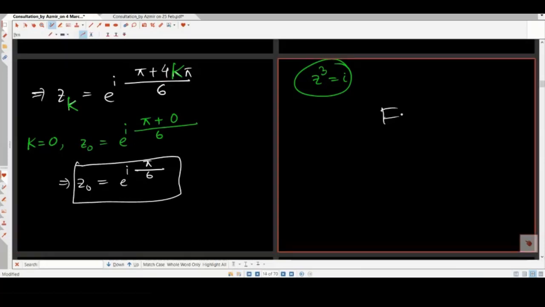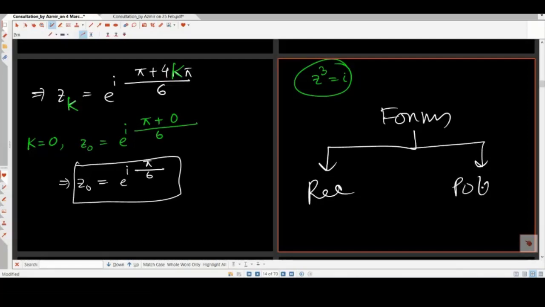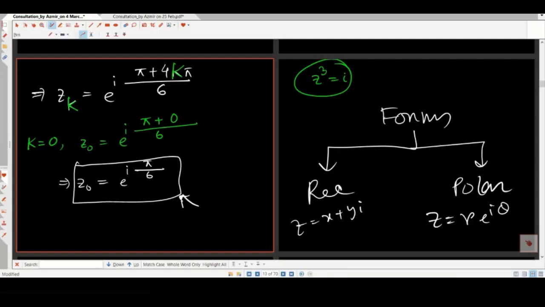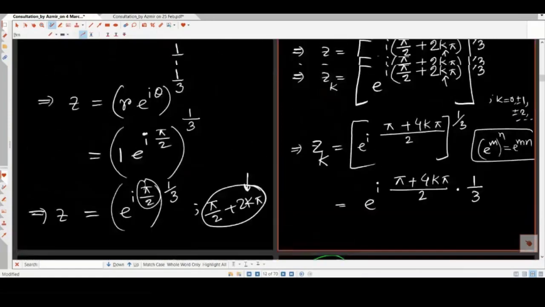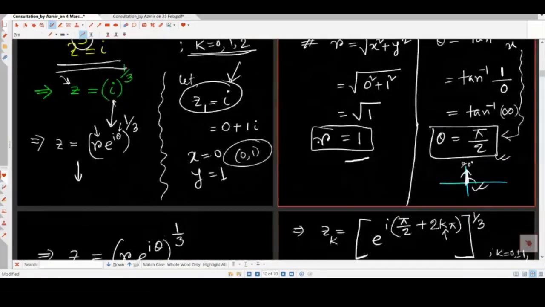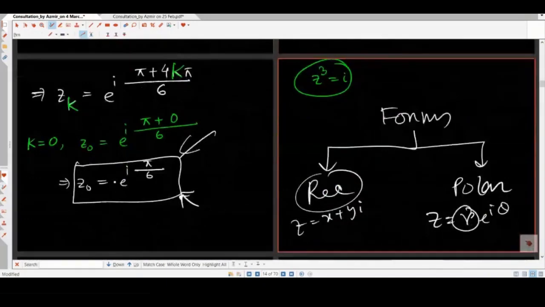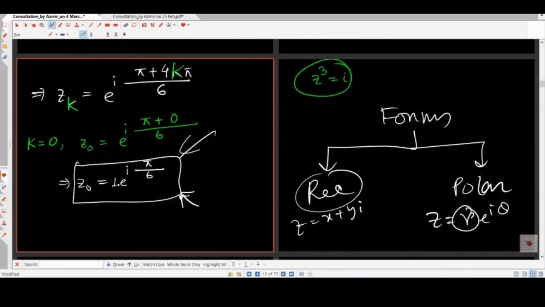We know that there are 2 forms of complex number, that is rectangular form and the polar form. So rectangular form is z equals x plus yi, and the polar form is z equals r e to the power i theta. So the form that we have found here is in polar form, not in rectangular, e to the power i theta, that is pi over 6. So what is the value of r? We have already found that r is 1. So that means every time the radius is invisibly 1. So we have the radius as 1. We have the modulus as 1.